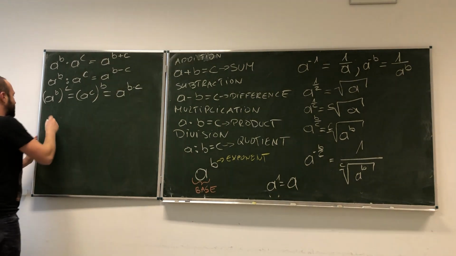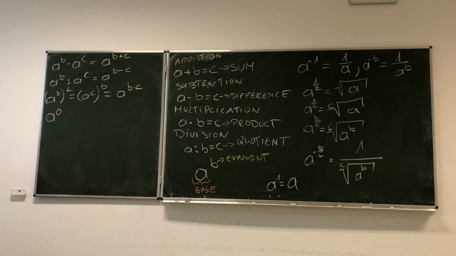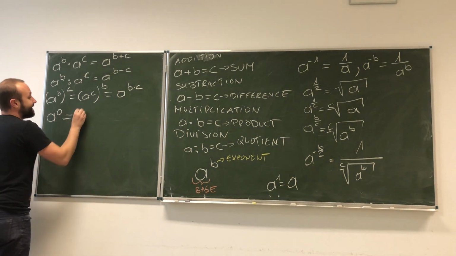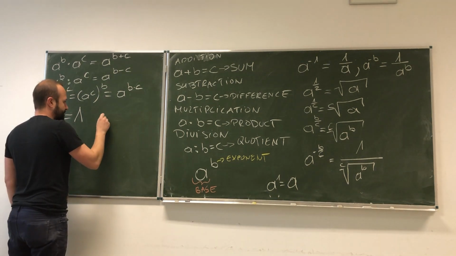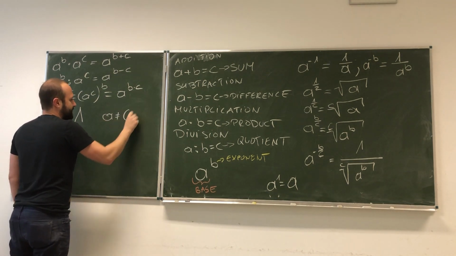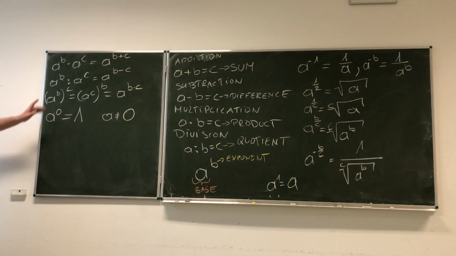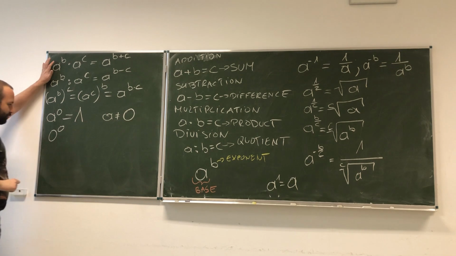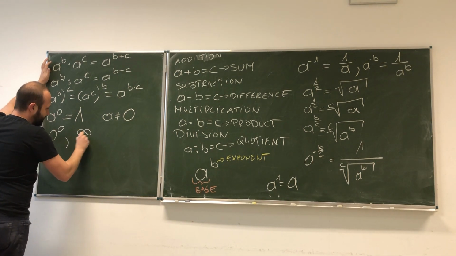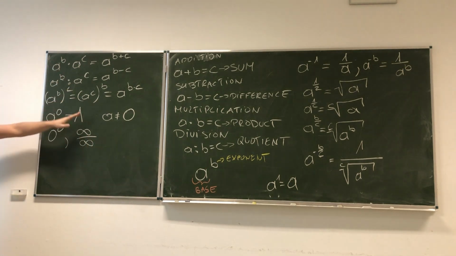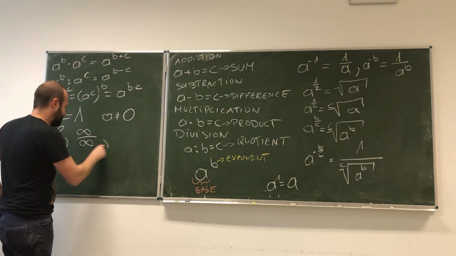Okay, and finally, A to the power of 0. How much is that? Well, it is 1. But on a condition that A is different than 0. Remember, this is very important. Symbols like 0 to the power of 0, or infinity divided by infinity, I know this is very tempting. It looks like 1, but it's not.